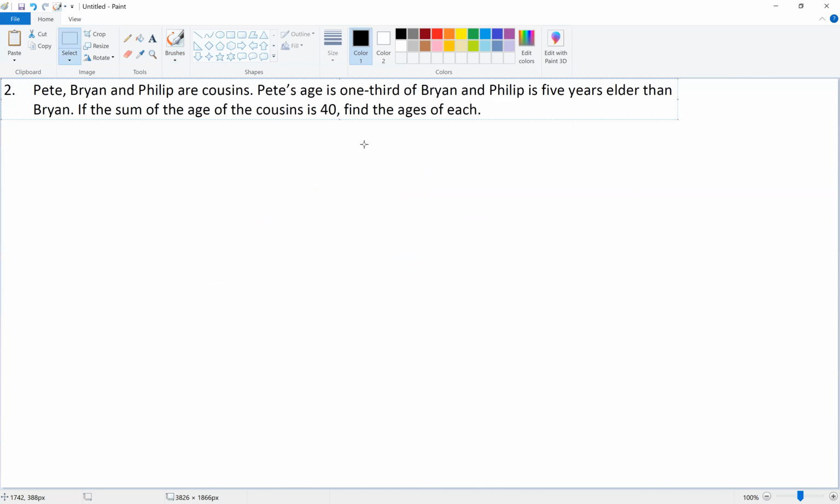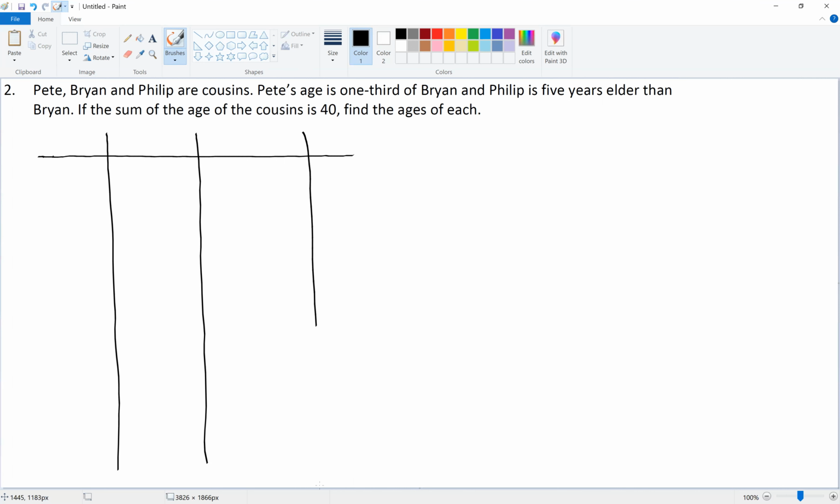Number 2, Ashura. Pete, Brian, and Philip are cousins. Pete's age is 1/3 of Brian, and Philip is 5 years elder than Brian. If the sum of the ages of the cousins is 40, find the ages of each. I wrote equations for these. That's okay. So if you know one way to do it, that's good enough.